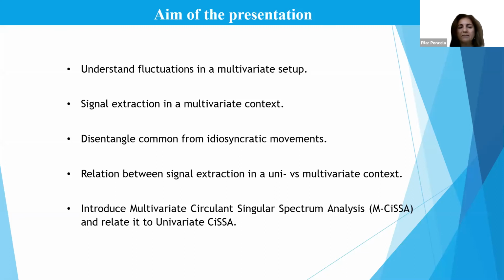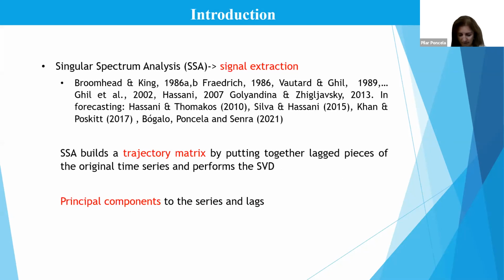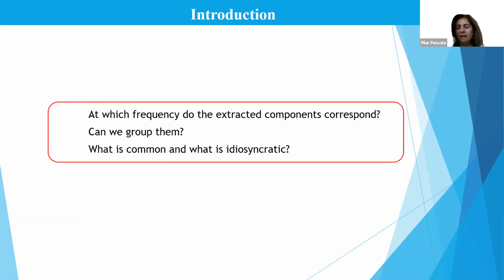We are going also to relate the signal extracted in a multivariate fashion with the signals extracted in a univariate fashion. Comparing these two is how we are going to assign which part is common and which part is idiosyncratic. In order to do so, we need to introduce a new version of an already existent signal extraction technique called singular spectrum analysis. I'm going to skip the references there because I'm a little bit short of time. But just to remind you that we are in a problem of signal extraction, and we are going to do signal extraction through principal components.